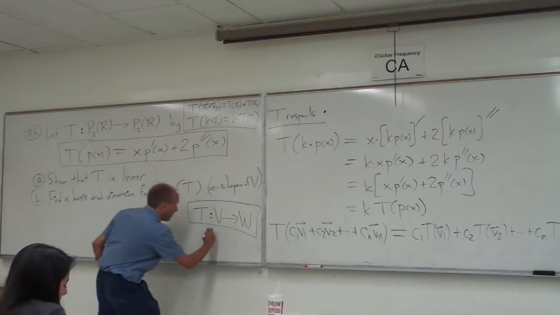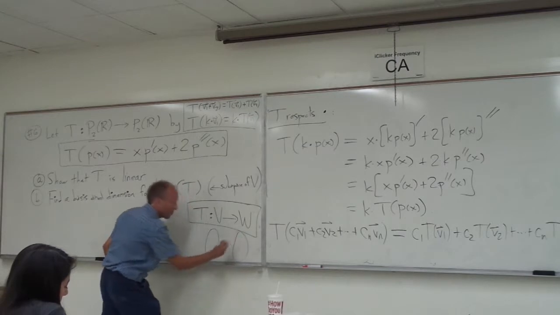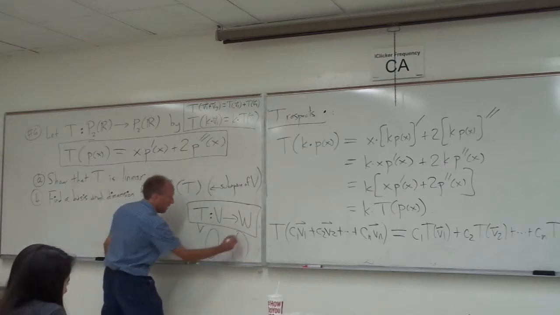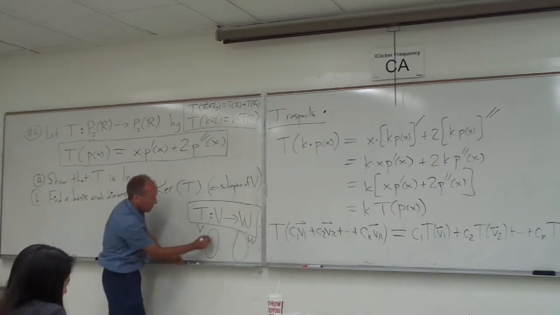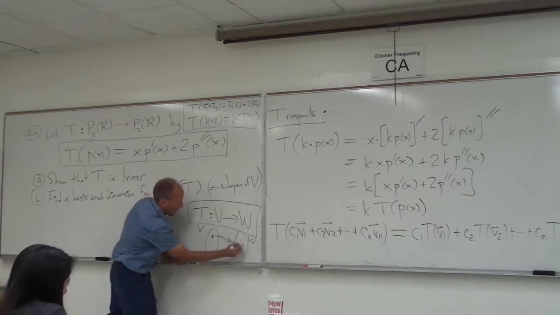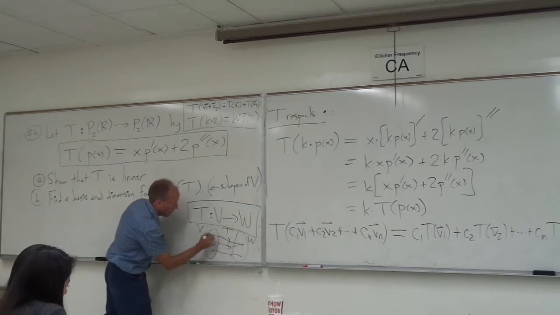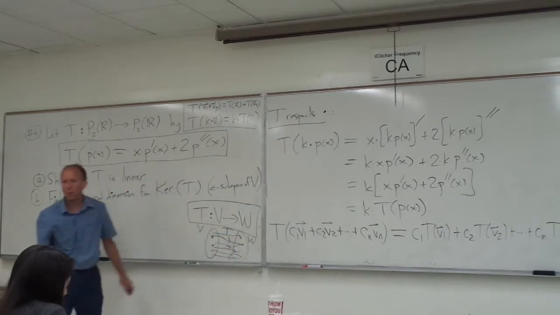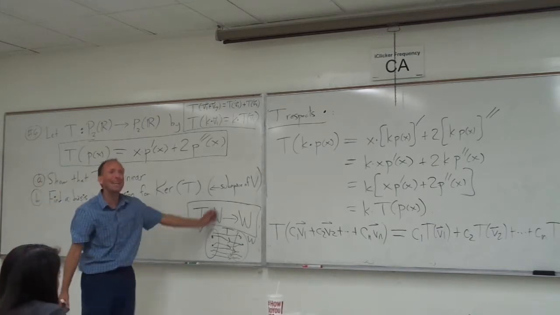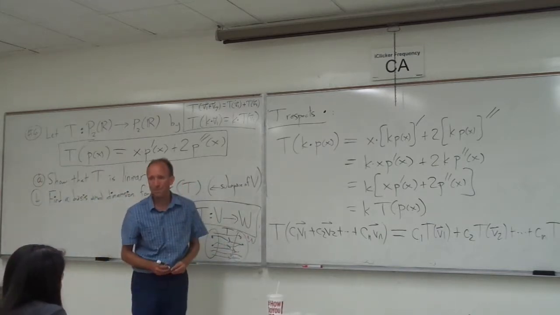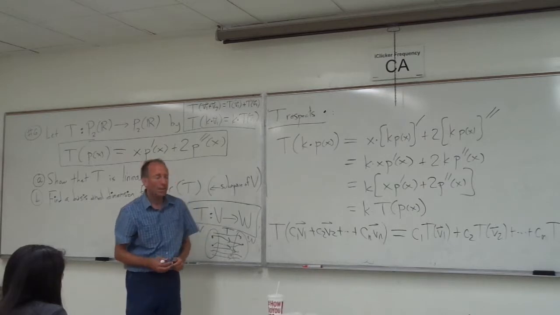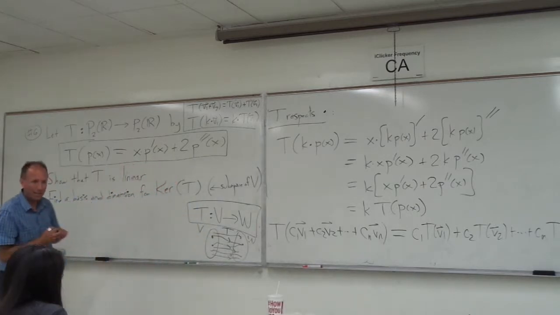So in general, I like to draw these pictures. Here's V and here's W, and it's just a function. So you're just taking vectors here, and they get mapped over to here. So capital T just takes inputs and sends them across to the other side. That's basically what a transformation does. Inputs on one side, outputs on the other side. Clear enough?